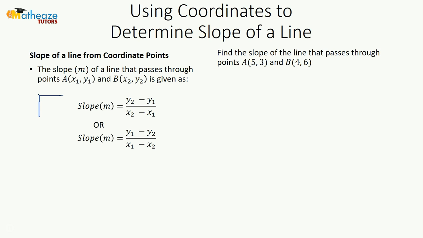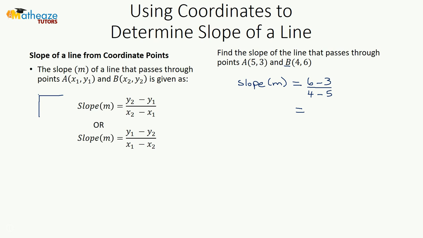So now let's apply this formula to this question. It states that we need to find the slope of a line that passes through points A, that has coordinates 5, 3, and B with coordinates 4, 6. So let's call this slope, and we can put m in parentheses. It's going to be the change in y. So all you have to do is you choose a starting point. The starting point, for me, is going to be B. So I'm going to go 6 minus 3 divided by, and then the change in x. So I'm going to go 4 minus 5.